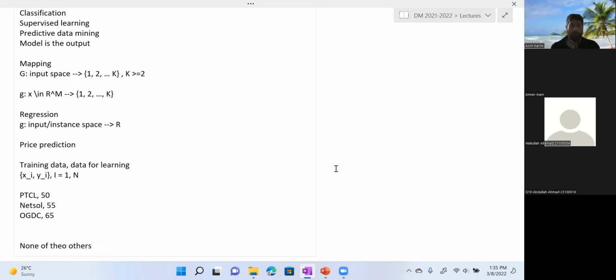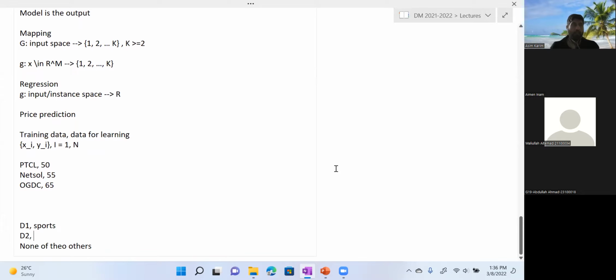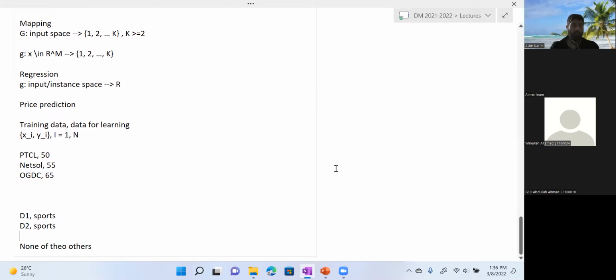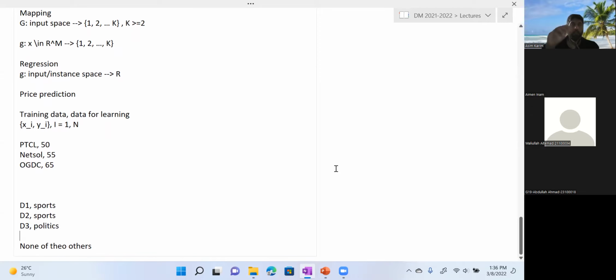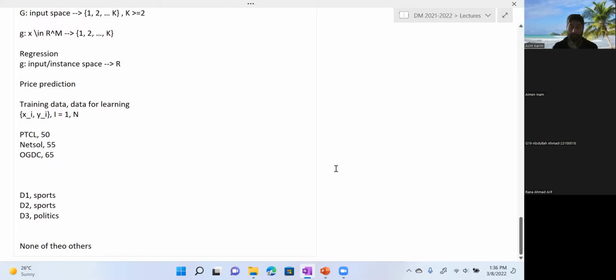Okay? And of course if it is a classification problem, similarly, let's say a topic classification problem, you have document 1, let's say this is sports. Document 2, let's say this is also sports, for example. Document 3, let's say this is politics, and so on. Of course, document 1, document 2, document 3 again need to be represented with some features, some x. So you should have this training data before you can do supervised learning.